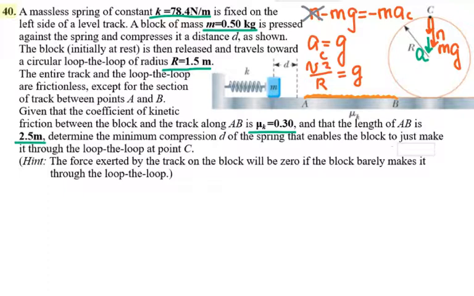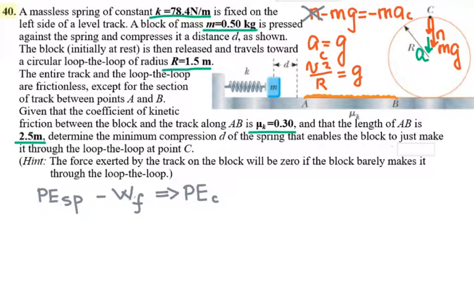When you compress the spring, it has potential energy, and that potential energy minus the work done by the friction in the area AB, where there is friction, and the rest of the energy is going to go to the kinetic energy, and that kinetic energy will turn into the gravitational potential energy at point C.